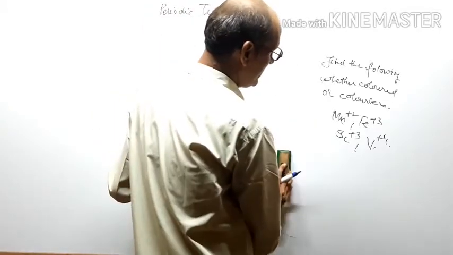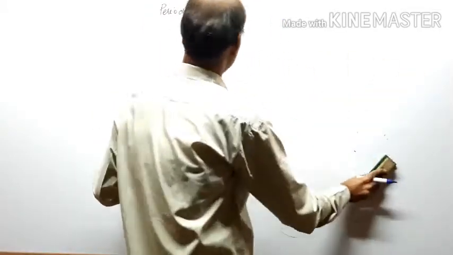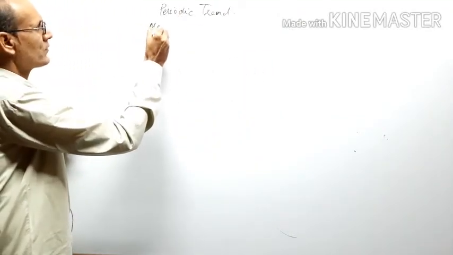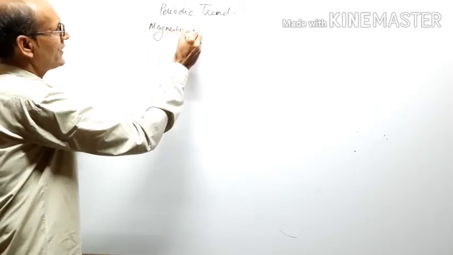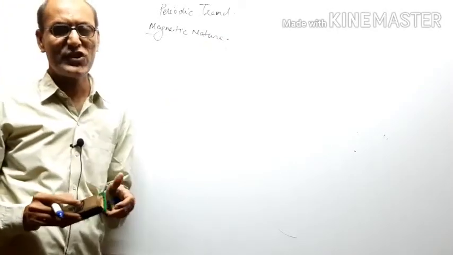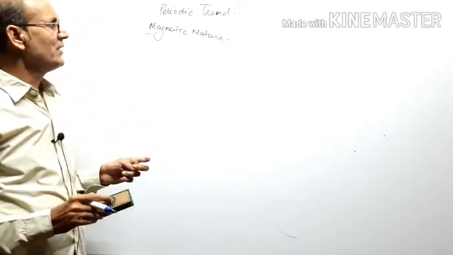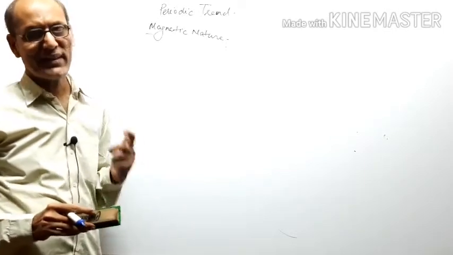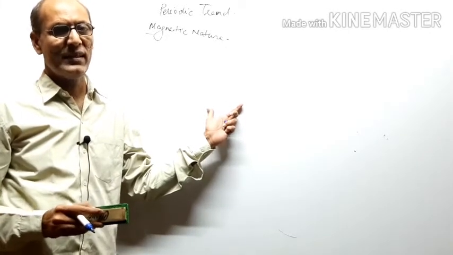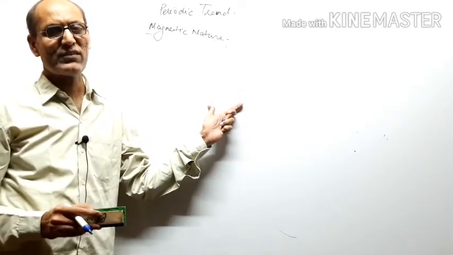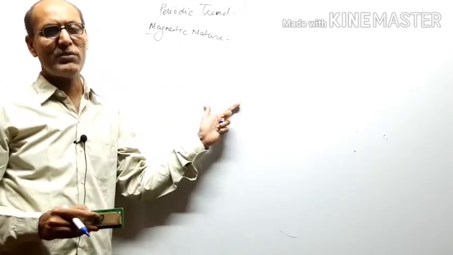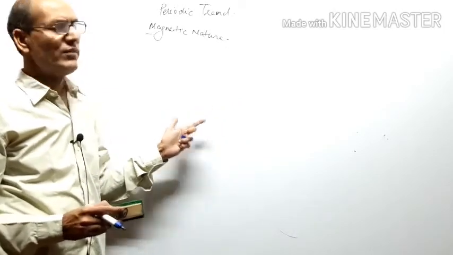Now see the next important property, that is magnetic nature. Most of the d-block elements contain one or more unpaired electrons, so they are called paramagnetic in nature. On moving from left to right, when we reach the center of the series, the number of unpaired electrons will be maximum. So for elements at the center of any series of d-block elements, the paramagnetic nature will be very high.